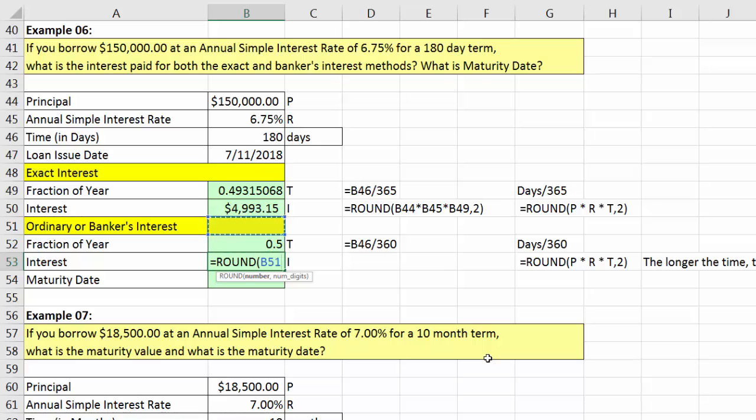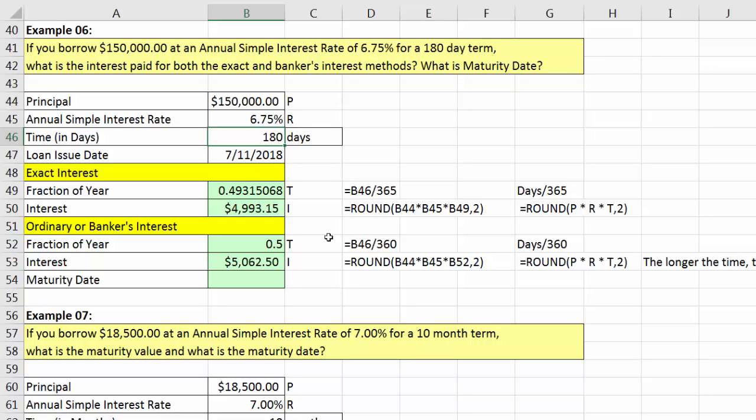Now let's do it for half a year. Equals the round. There's our principal times annual simple interest rate, and then we multiply. There it is, the fraction of a year, but that's a bigger fraction of a year, comma 2, close parentheses, and Enter. And sure enough, 5,062.50. So that's about $70 more. Exactly the same term, but a different denominator.